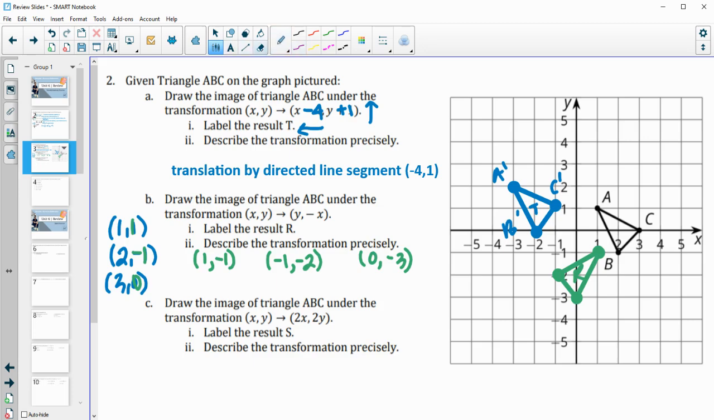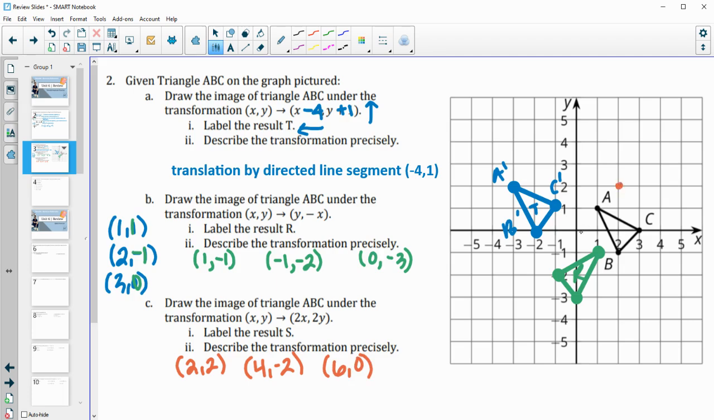Then the last one is doing a dilation. And so this one is having us multiply the X and Y each by 2. So I'll just take these original coordinates that I wrote out right here again, and now we'll just double them. So 2, 2, 4, -2, and then 6, 0. So we're just taking and multiplying all of those. And then plot the points.